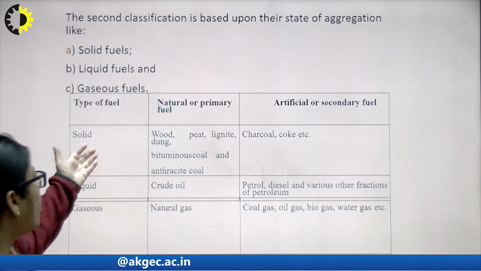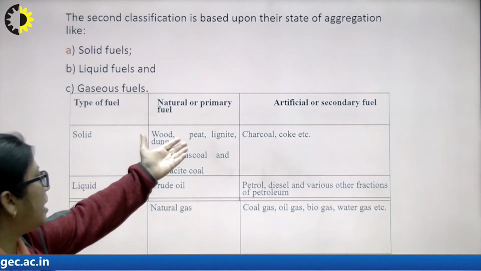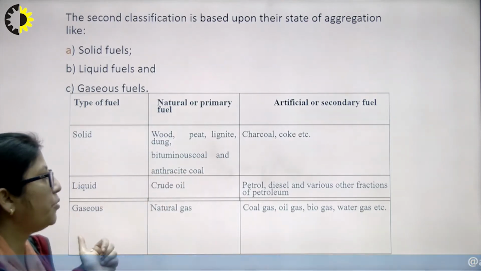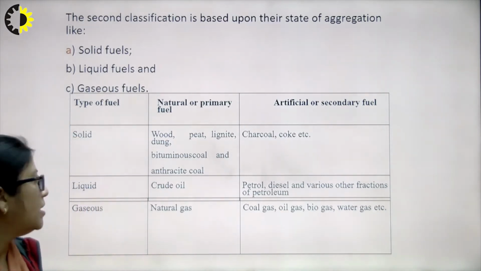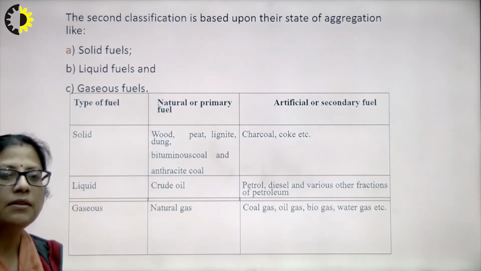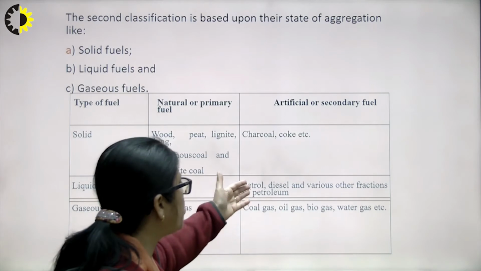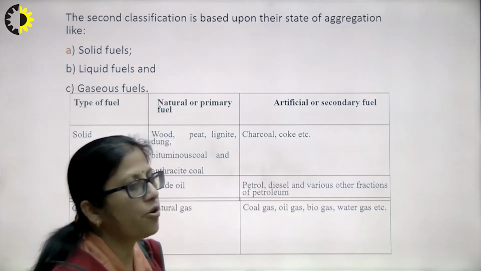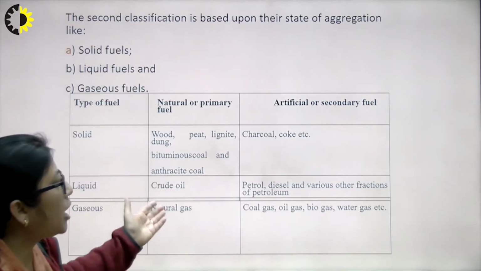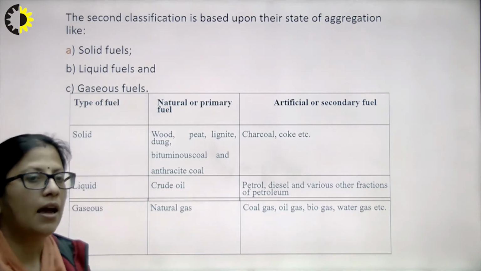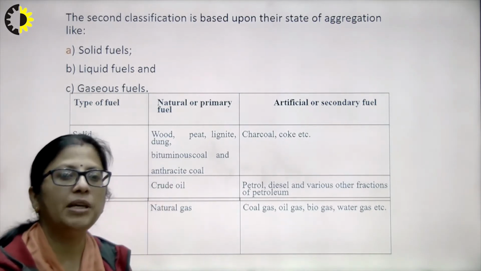Now coming to the solid fuels, they can be natural or primary fuels like wood, peat, lignite, bituminous coal, anthracite coal, and the artificial or secondary fuels are charcoal and coke. Similarly, for liquid fuels, the natural one is crude oil, and the artificial or secondary fuels are petrol, diesel and different fractions of petroleum. The third one, gaseous: the natural one is natural gas, and the artificial ones are coal gas, biogas, oil gas and water gas.